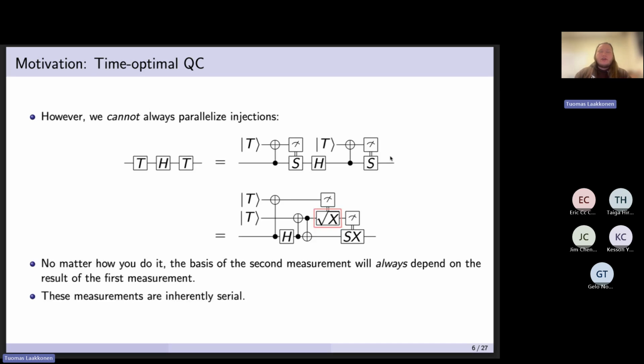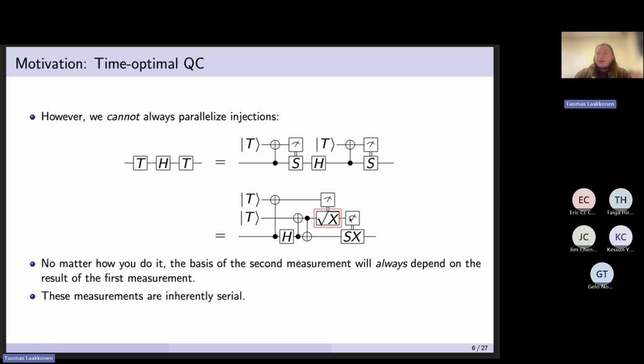And to see why that is, I'm going to consider a very simple example here. I have a T gate and then a Hadamard gate and then another T gate. And if I want to, I can rewrite it, the top line on the right, to say, all right, I'm going to do this magic state injection process twice. And if I do some simplifications here, like trying to parallelize stuff as much as possible, the problem we always end up with, no matter how you do it, is that you have this square root x gate, or it might be an s or something, but there is some gate that is dependent on the measurement result of the first measurement, but influences the choice of basis for the second measurement.